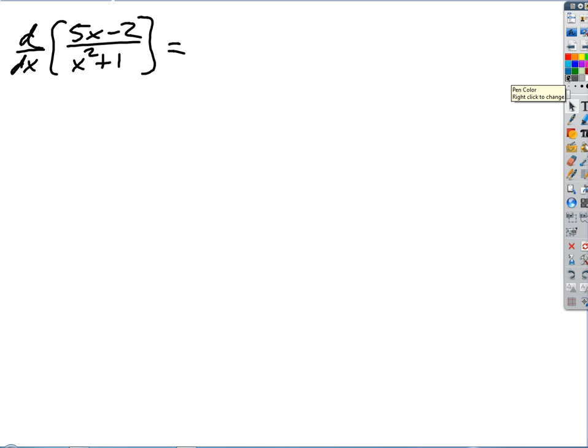What are we thinking here? Trevor, start us off. What do you think? Differentiating this quotient. What's the first term going to be? X squared plus 1. Good.